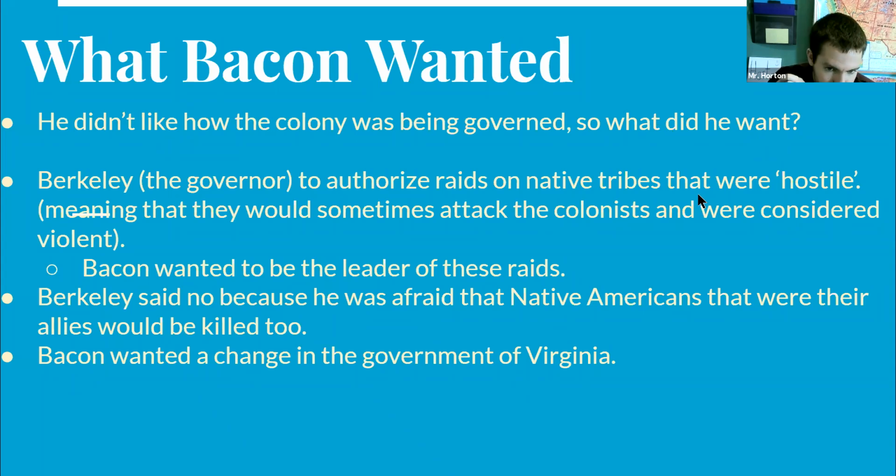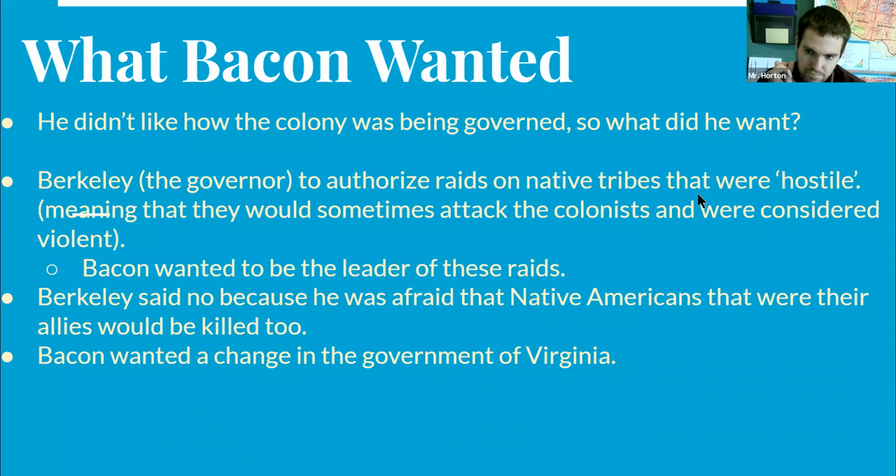The second thing is that Nathaniel Bacon wanted to be the leader of the raids. He wanted to be the general in charge of the forces going against the Native Americans. That's the second thing. And then the third thing is that he wanted to see change in the way that Virginia was governed. So he wanted to see change in the Virginia government.